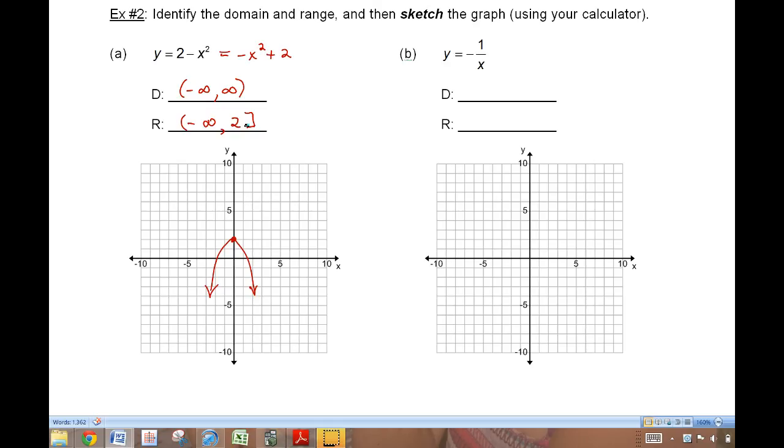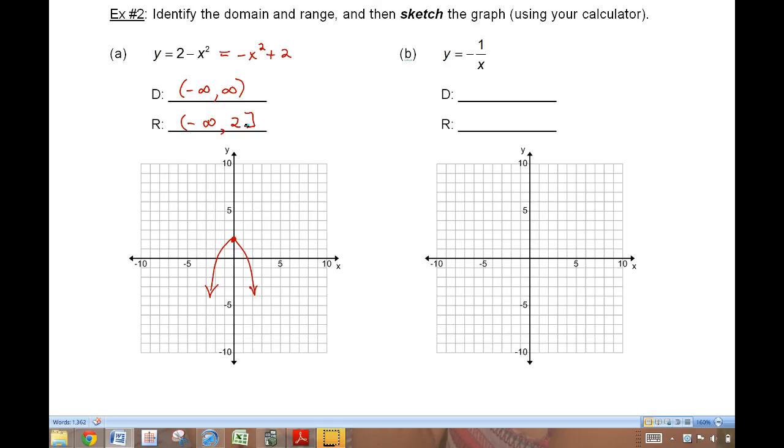For the range, I work from the bottom of my graph up. So notice that it points all the way down. It's never going to stop. So that's going to go from negative infinity, and then I work my way up, and it stops right at 2 and includes that. So I put a bracket. Because we don't want to write 2 comma negative infinity. That doesn't make sense in interval notation. You always want to start from the bottom and work your way up when you're doing the range.